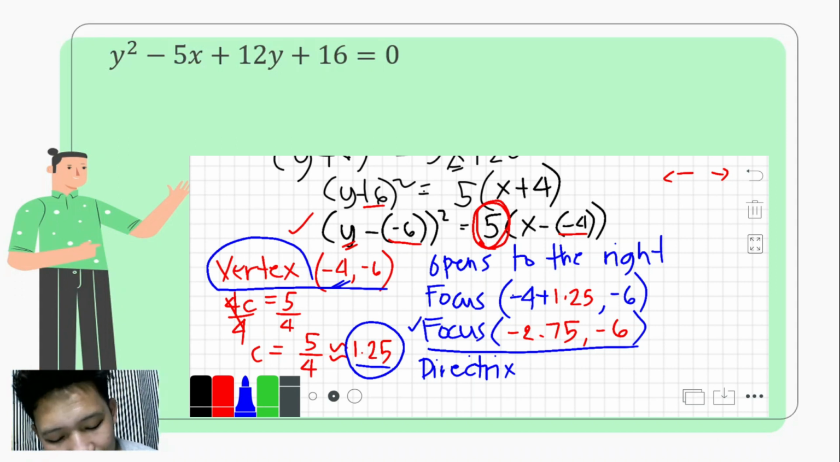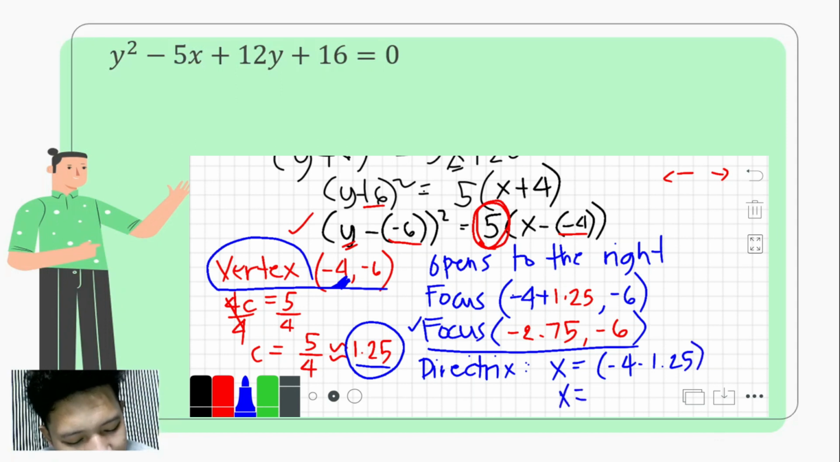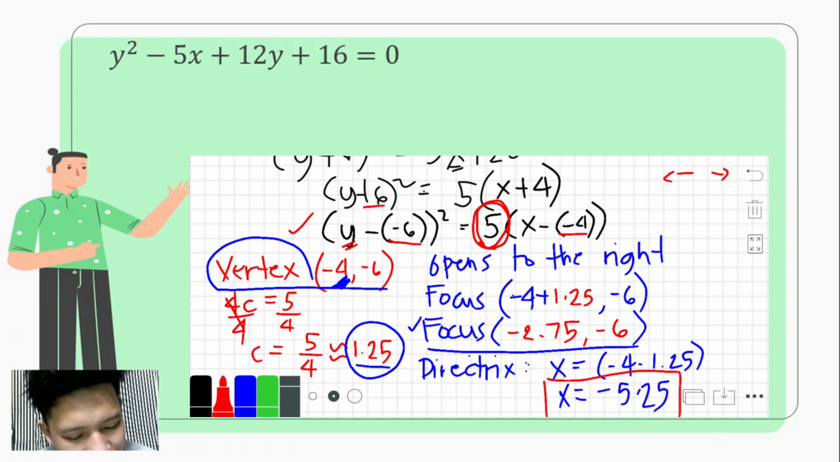And that is actually what? So, we subtract 1.25 from negative 4. And that is what? The directrix would be what? Since it is the x that changes, that is actually x equals what? That is negative 4 minus 1.25. And that will yield x equals negative 5.25. So, this is where our directrix is.